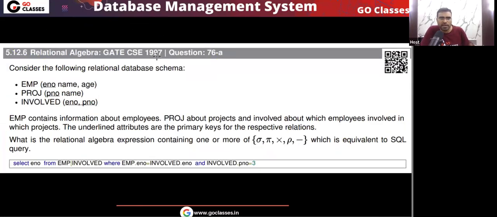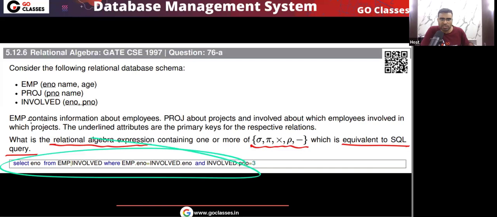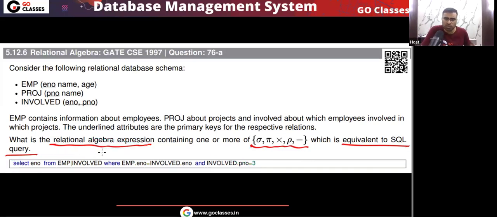Let's solve this GATE 1997 question. This is another very simple question. Consider the following relational database schema. Three tables are given to us. The question is basically asking, what is the relational algebra expression, containing these operators, which is equivalent to this SQL query? The SQL query is given to us. Is this clear? So let's see how to write it.